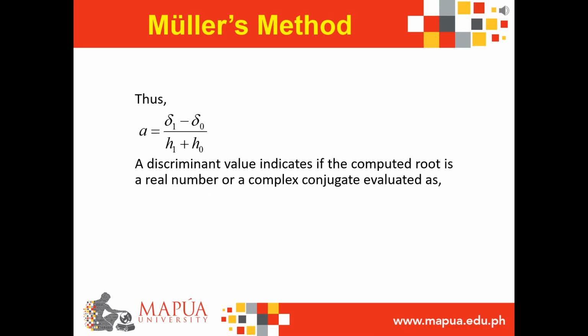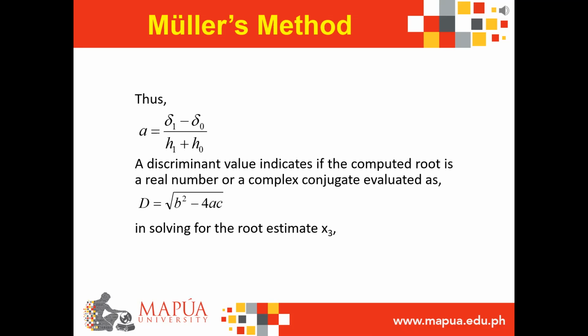Then a discriminant value is used to determine whether your computed root value is a complex conjugate or a real number, which is called your discriminant D, evaluated to be the square root of b squared minus 4ac, taken from the coefficients of your parabolic function.